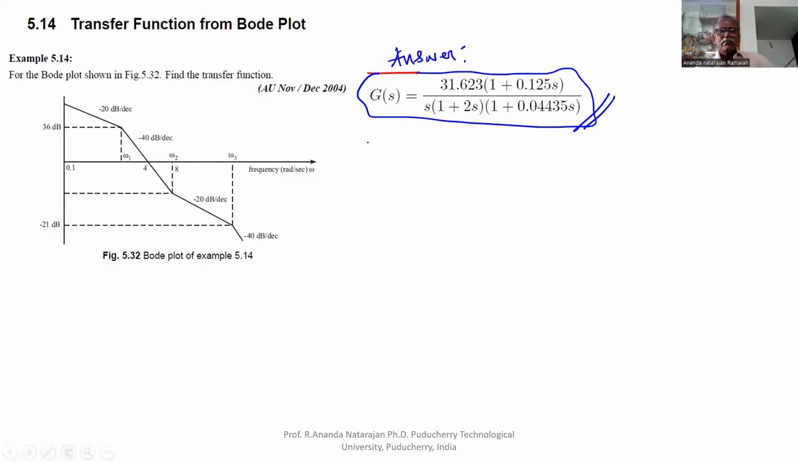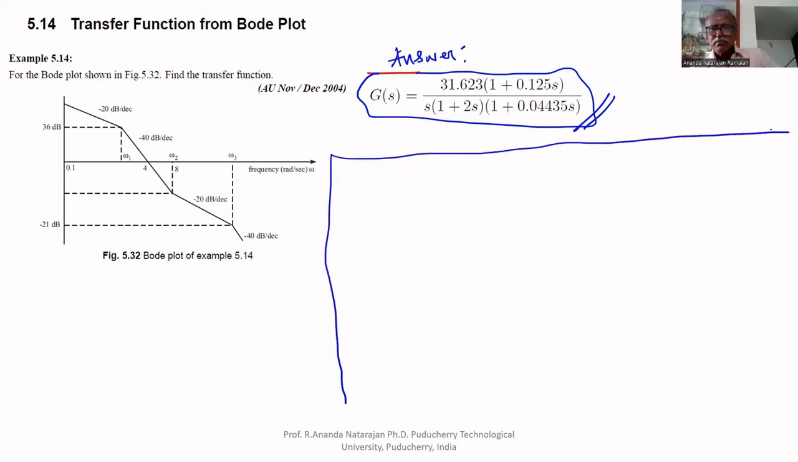We know that we will form a table to draw the Bode plot. Here we have to reverse the table. The first step is, instead of writing the coordinate, here we will write the range, the range of frequencies.